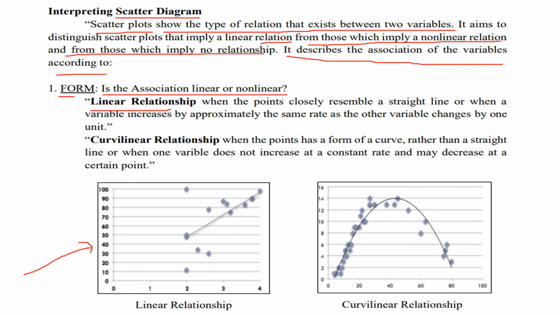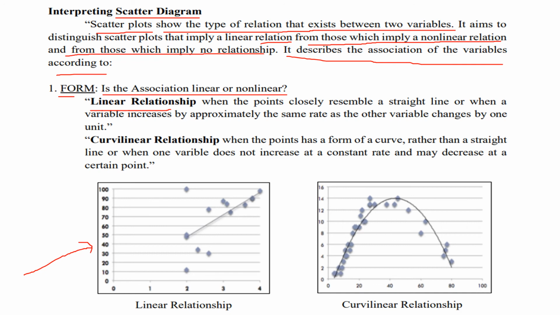While the curvilinear relationship, when the points form a curve rather than a straight line, is when one variable does not increase at a constant rate and may decrease at a certain point. At some point, when your x increases, your y variable reaches its maximum value, and then it decreases. So there's a curve being used here to represent the relationship between your two variables involved.